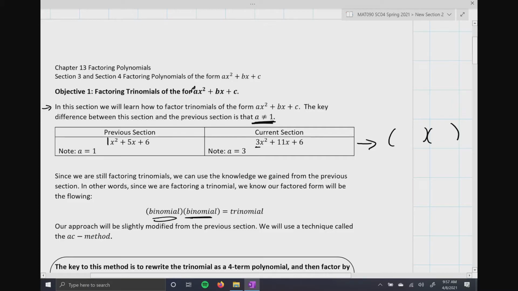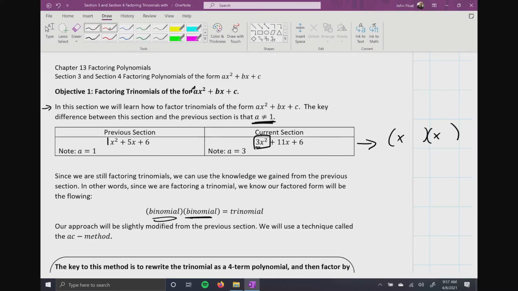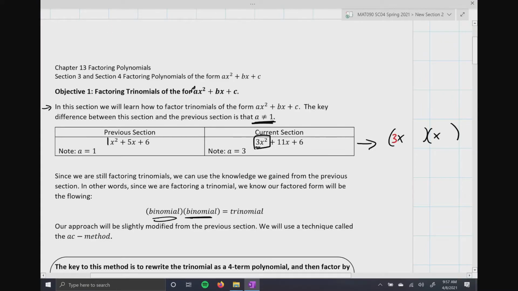But here's the problem. We would love to put an x and an x here. The question becomes, I need to get 3x squared. Does that 3 go in that binomial, or does it go in the second binomial? Because that means something. It'll change things. Okay? Now, like I said, in section 3, they kind of just say, here, figure it out. Okay?